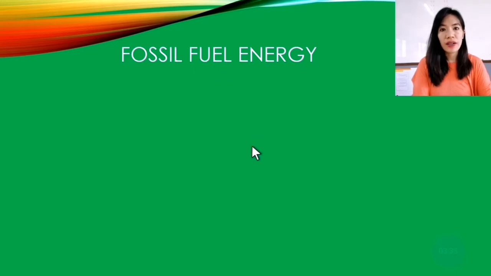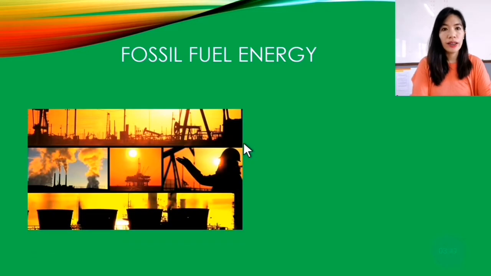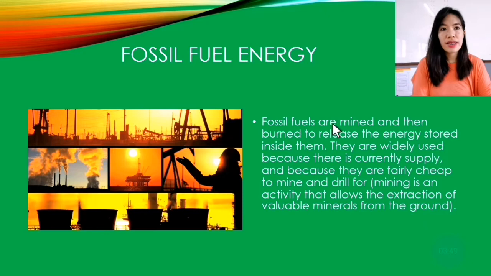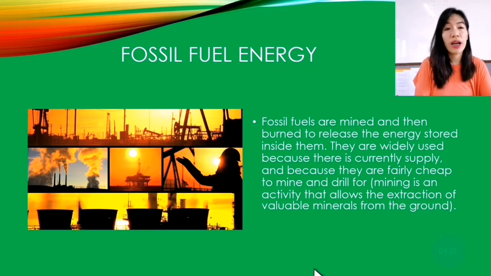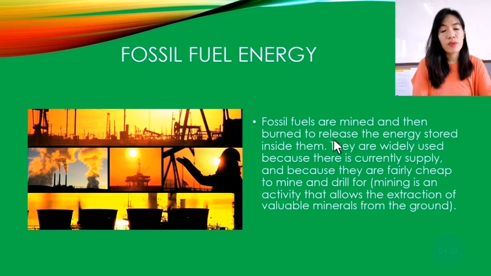The next energy is fossil fuel energy. What is fossil fuel energy? This is an example of a fossil fuel plant. Fossil fuels are mined and then burned to release the energy stored inside them. They are widely used because there is currently supply and because they are fairly cheap to mine and drill for. Mining is an activity that allows the extraction of valuable minerals from the ground. Actually, mining is not good for nature because it will destroy our nature. But sad to say, we need to do it because we are also using this kind of energy.